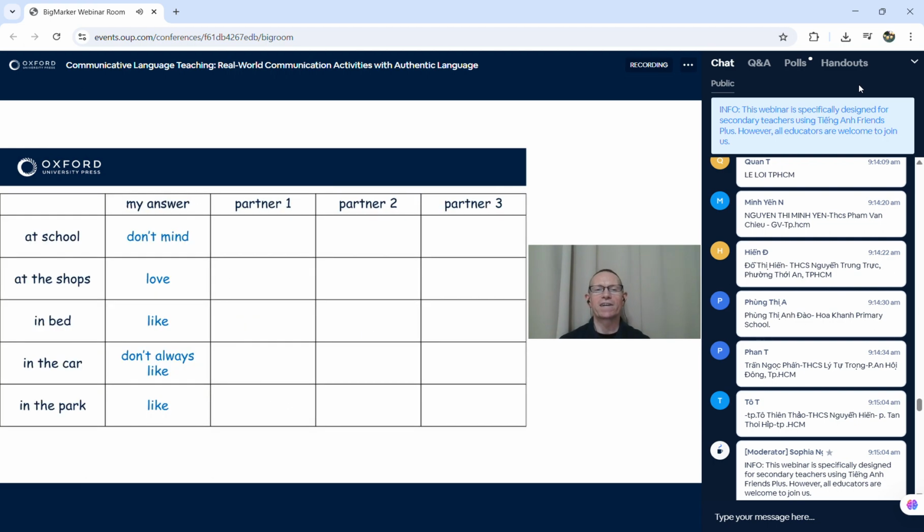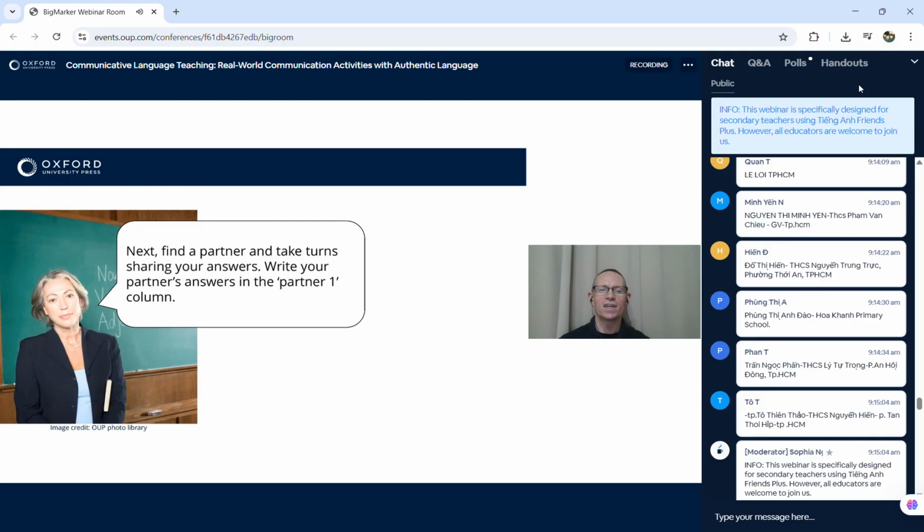So here is what our example students wrote. She doesn't mind being at school. She loves being at the shops. She likes being in bed. She doesn't always like being in the car. And she likes being in the park. Next, students are going to share their answers with a partner. But again, before we do that, we need to give them some clear instructions. So let's look at how the teacher will do this.